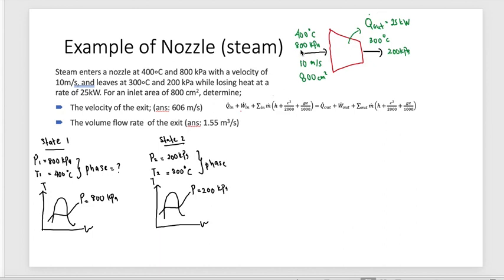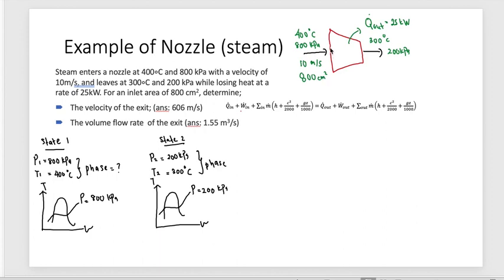Today I try to solve an example of a nozzle. Steam enters the nozzle at 400 degrees Celsius with a pressure of 800 kPa, the velocity of the steam is 10 meter per second, and the inlet area is 800 centimeter square.